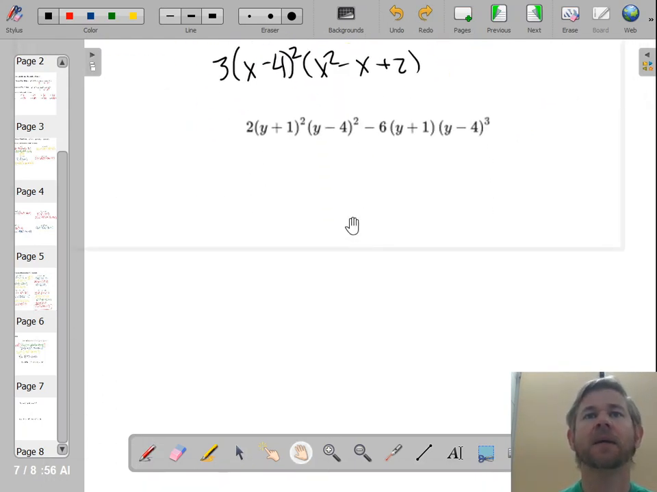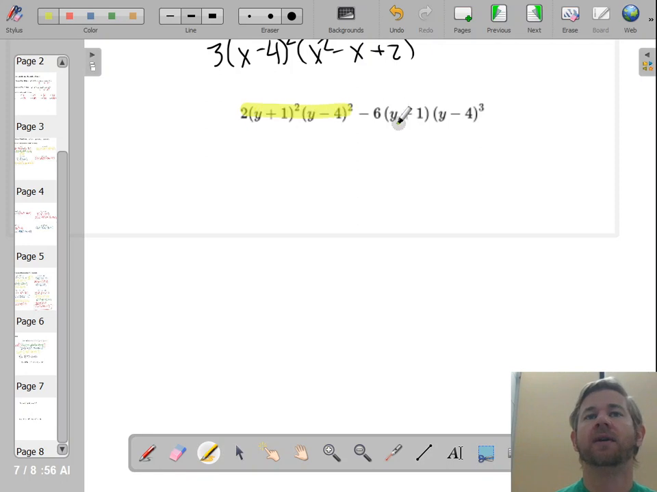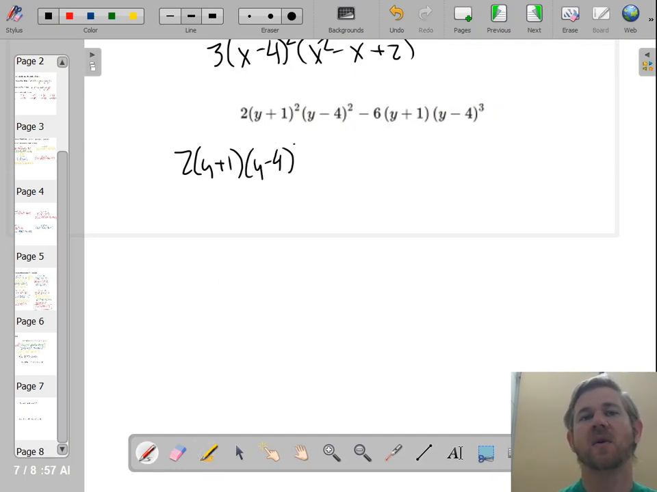Let's try another one. You've got two terms there. So I'm going to first look for GCF, 2 and 6. Okay, GCF is 2. What else? Y plus 1s. All right, this one's got 2, but I can only factor out 1. So y plus 1 is my GCF. Y minus 4, y minus 4. This one has 2y minus 4, so I'm going to factor out y minus 4 squared. That's my GCF. It's polynomial.